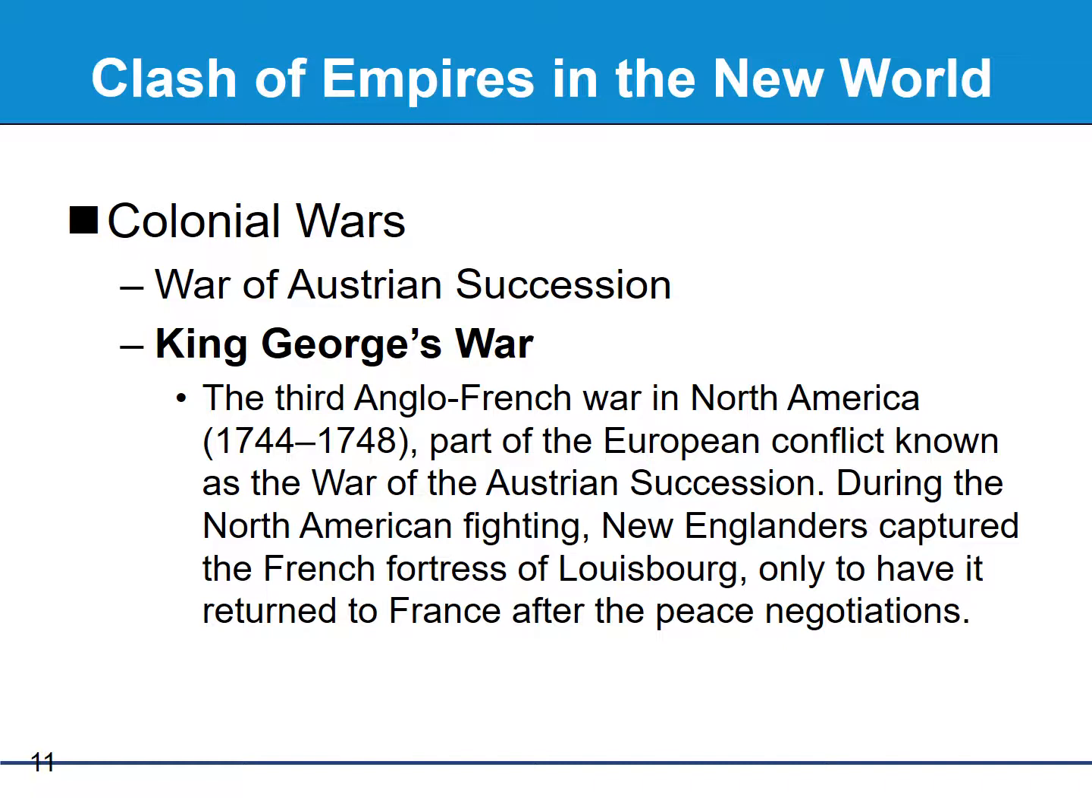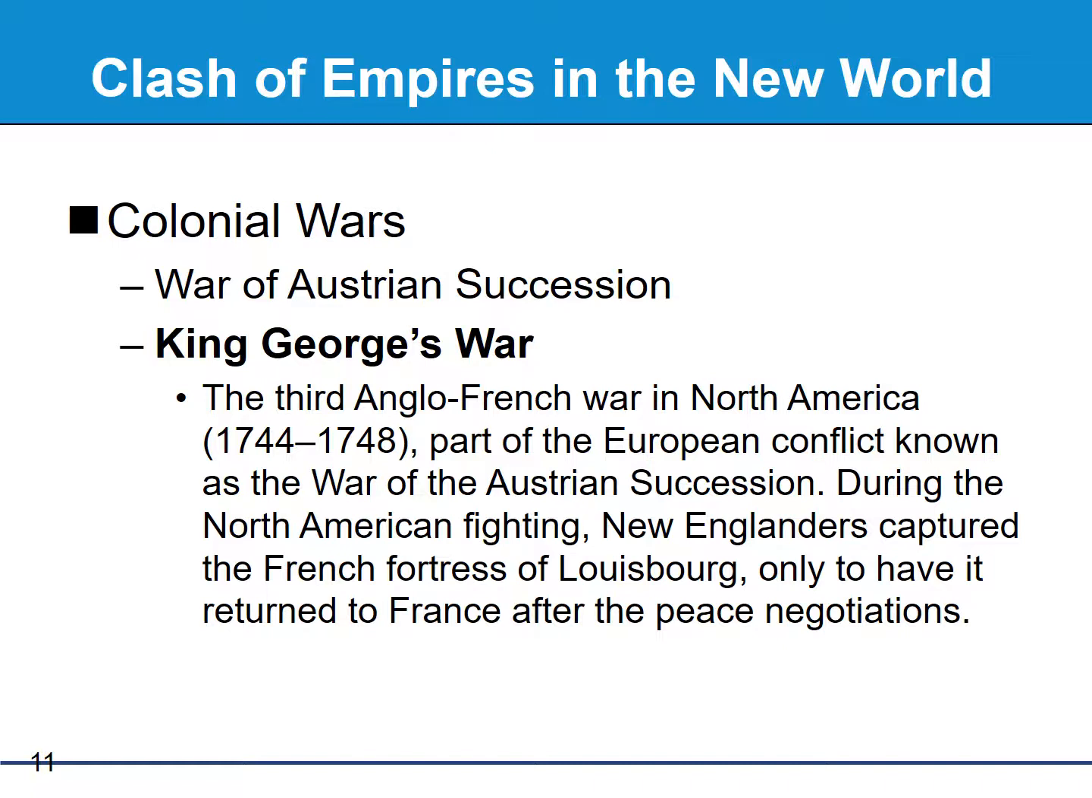During the fighting, there's a little more fighting in North America, and the New England colonists actually captured a major French fort known as Fort Louisburg. And one of the goals that the New Englanders had was that they wanted to gain control of more of Canada. And Fort Louisburg was right on the St. Lawrence River, and so they thought this would give them some trading advantages.